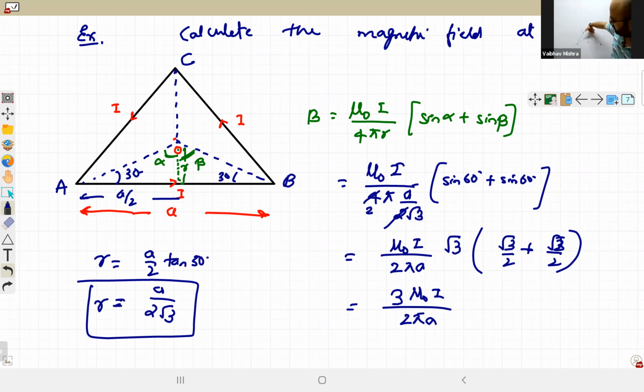Likewise, due to the third wire, thumb in the direction of current, stretch your palm outwards, again outwards. All three wires give the magnetic field in the same direction, which is outward. So we will just add them. Multiply by 3 will be the net magnetic field at point O.